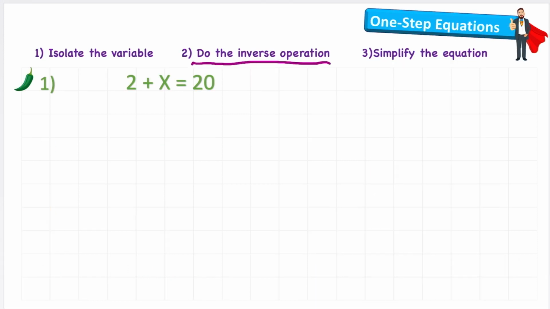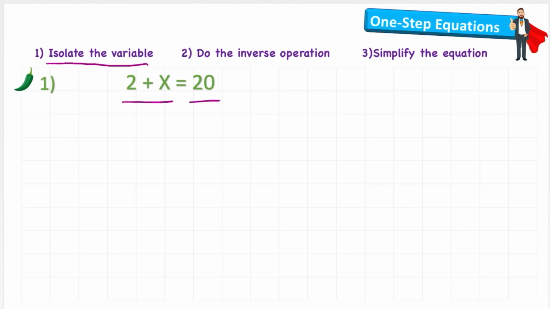Okay, so looking at this first question, we have 2 plus x equals 20. Now, something very important to understand with equations is that we must keep both sides of the equal sign balanced. That is a very important rule of equations, and we must do that at all times all the way through solving this question. So what we're trying to do with step 1 is isolate the variable. We want this x to be on its own.